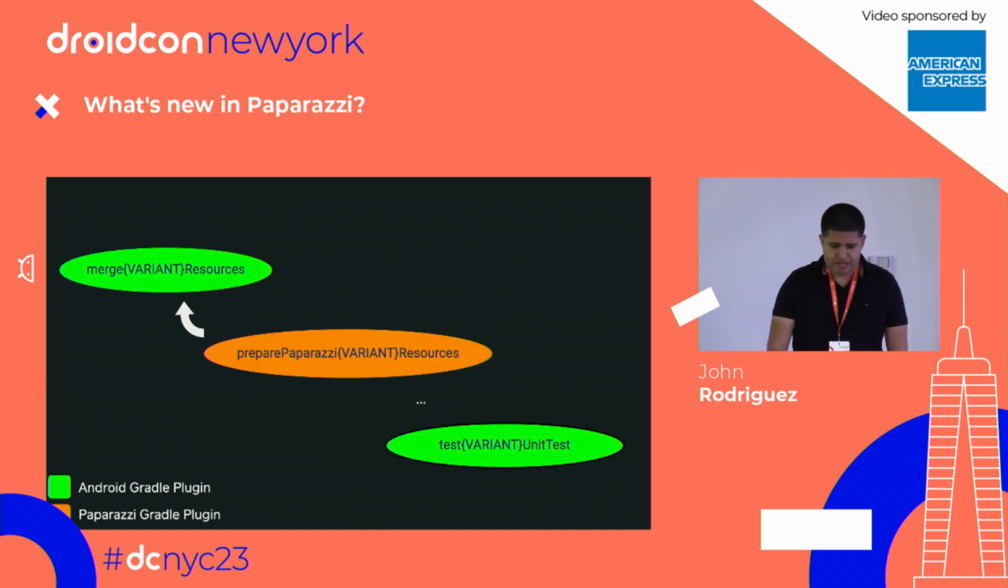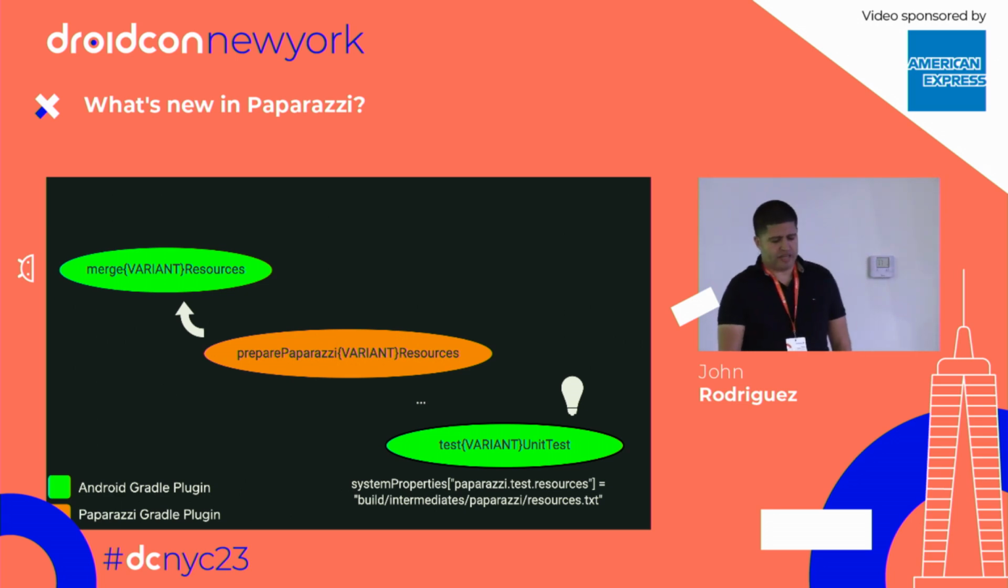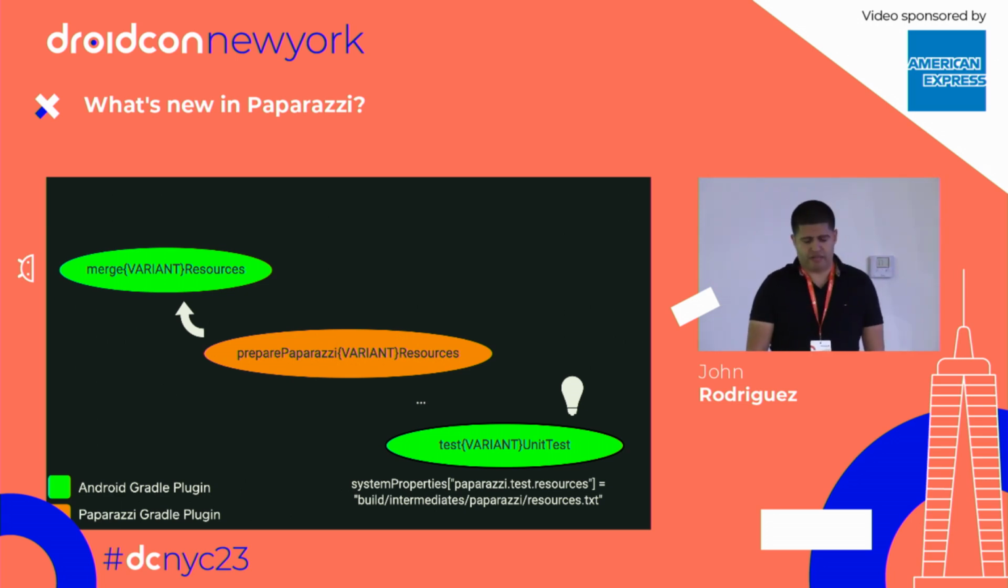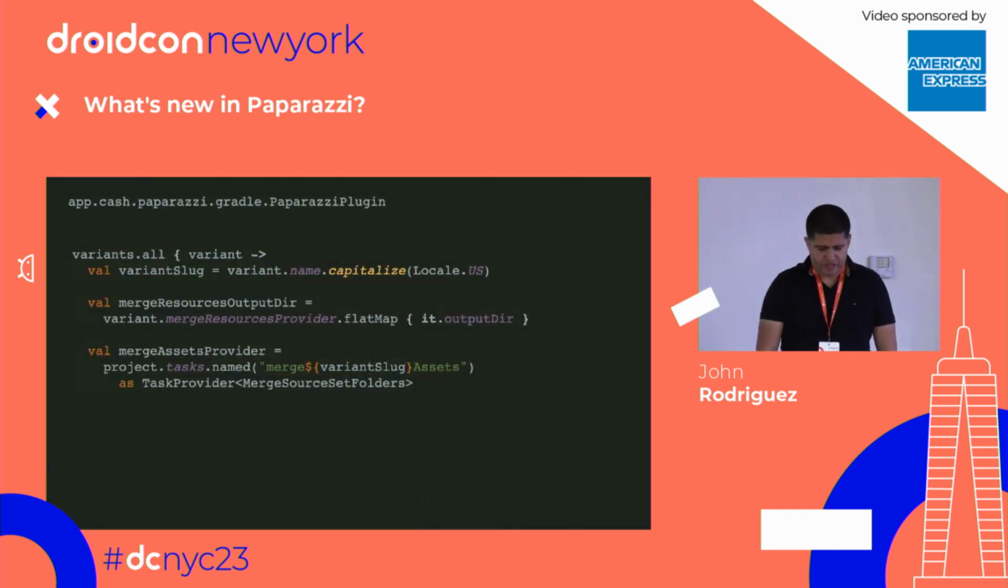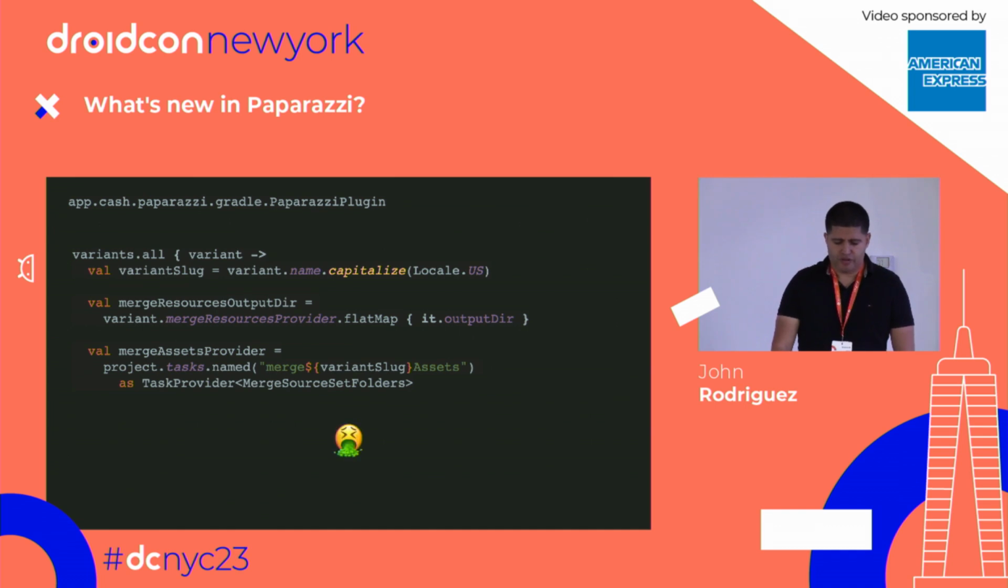So moving on, now that we have that file, as I mentioned here, when you're running Paparazzi, it will know to look for this golden file that has all the data that it needs to load the Android platform. So how does this look in the code? Well, this is how the Paparazzi plugin does it. It looks directly into the Android Gradle plugin's sources and says, give me the merge resources task. And it's even grosser for the merge assets task, and you can see why.